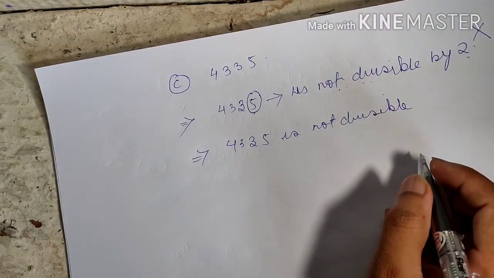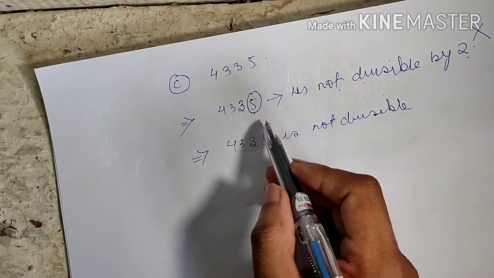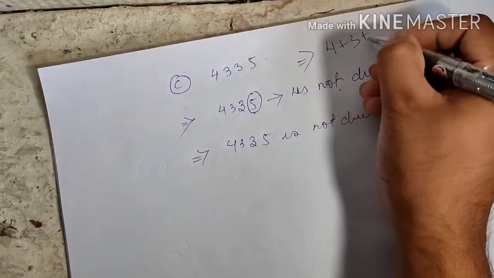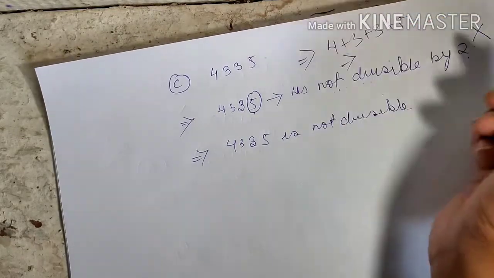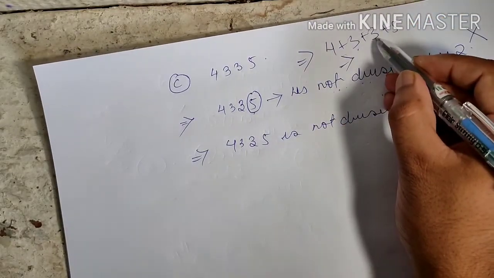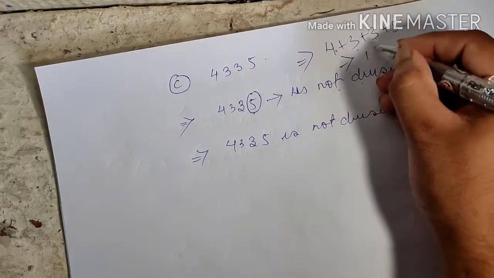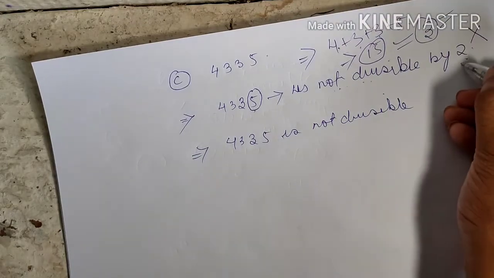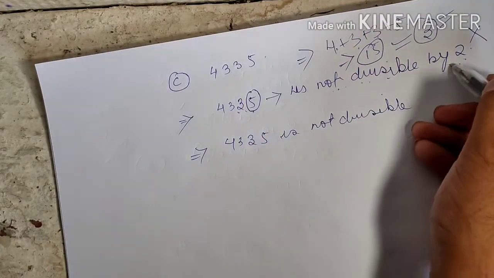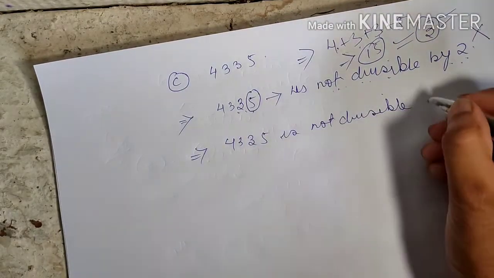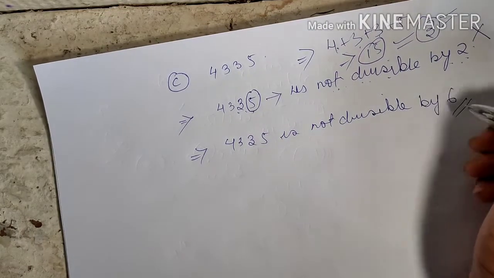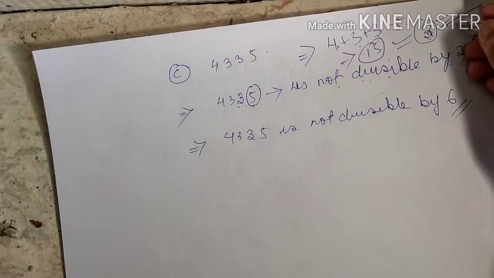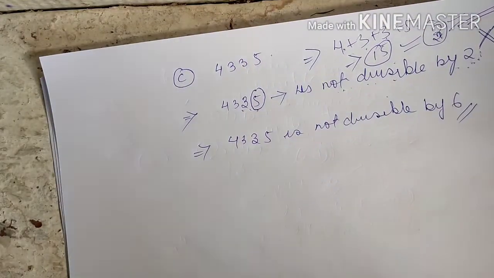So there is no use of doing 3. But even if we check for 3, 4 plus 3 plus 3 plus 5: 3 plus 3 is 6, 6 plus 4 is 10, and 15. Yes, 15 is divisible by 3. This is correct, but the other one is not correct. 4335 is not divisible by 2, so it is not divisible by 6 also, because you have to satisfy both 2 and 3, but only 3 is satisfied. So in that way you have to try.